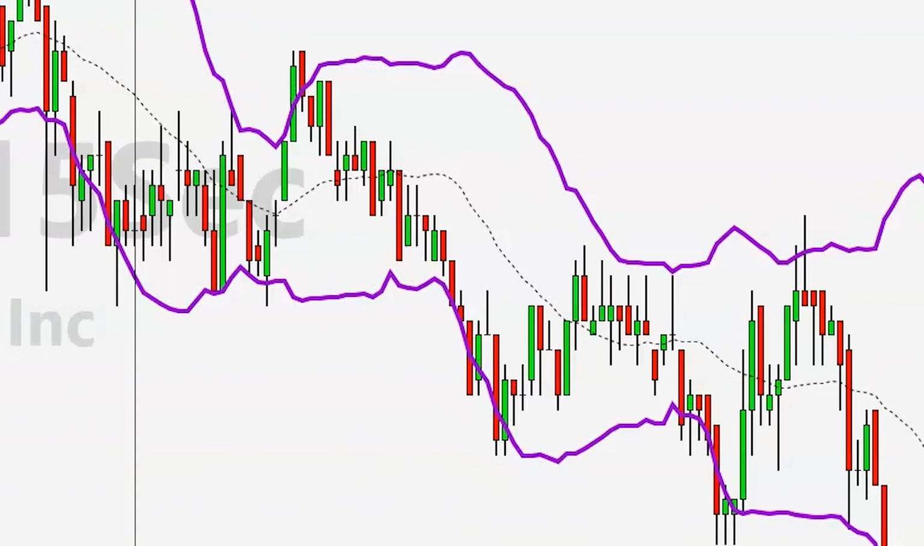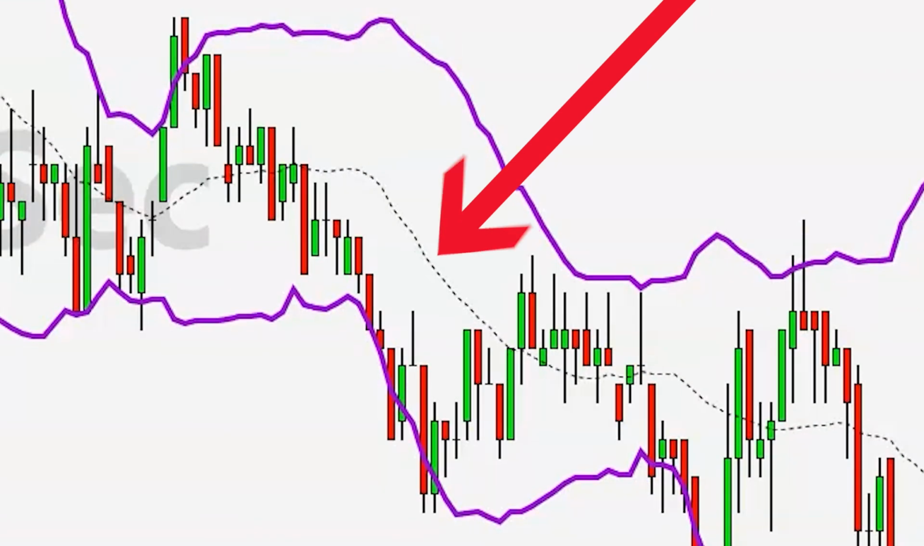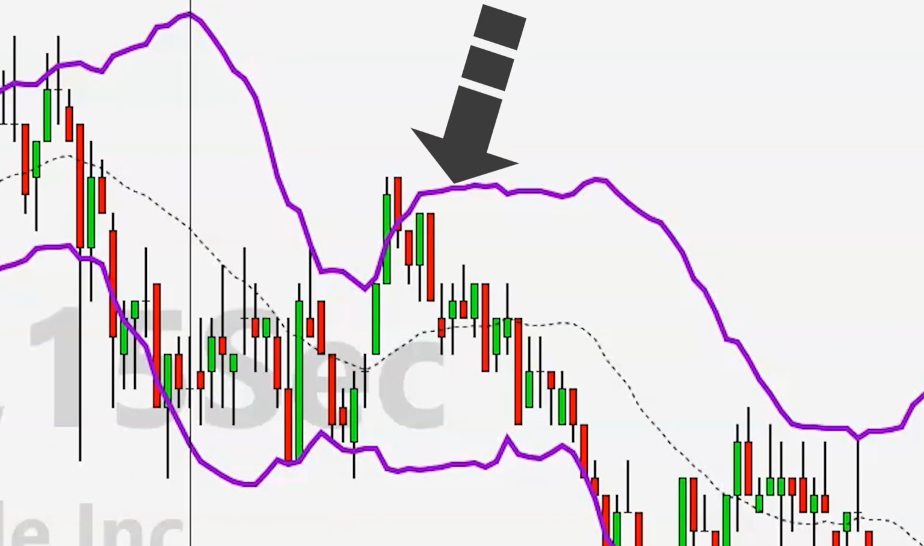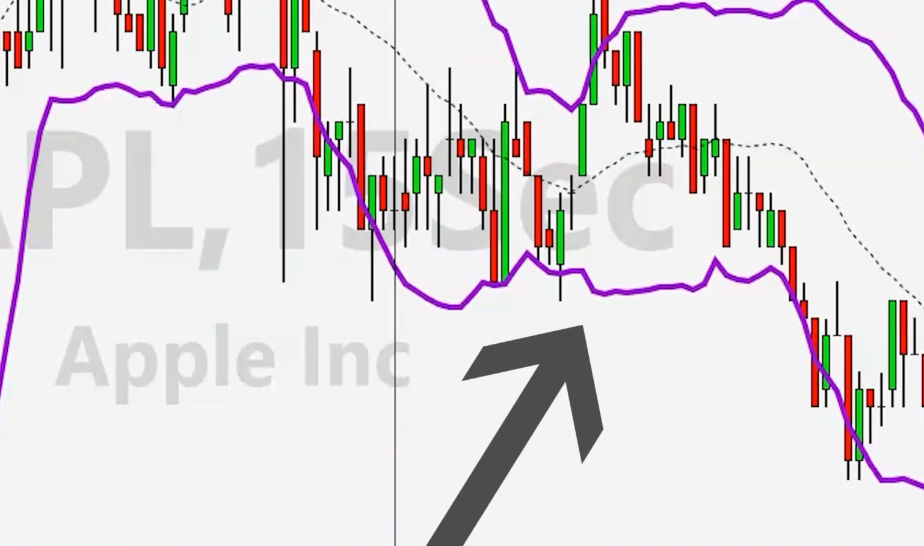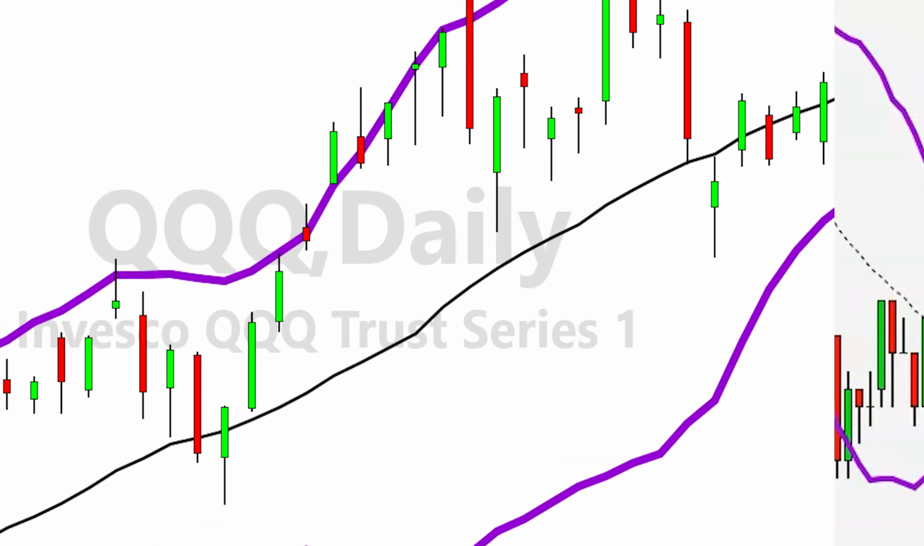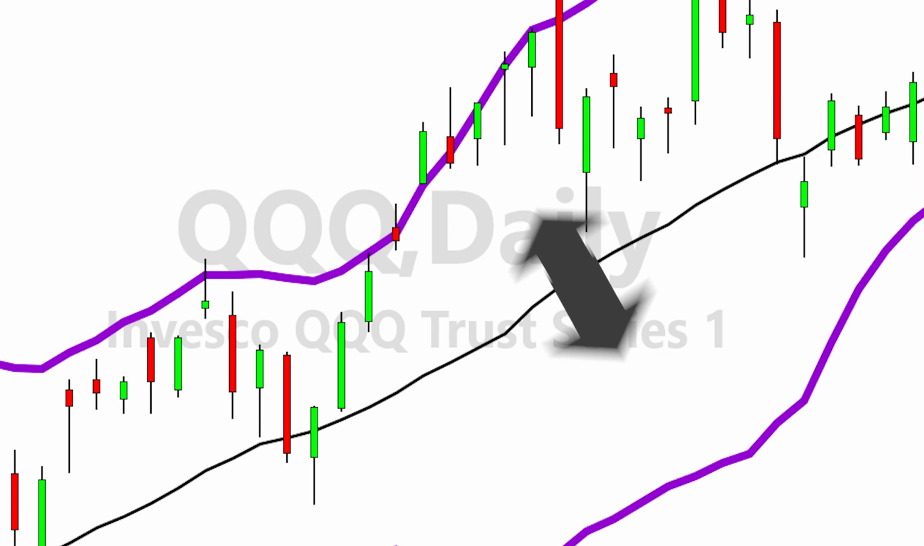Bollinger Band components. There are three main components of Bollinger Bands. The middle band. This is a 20-period moving average line. This line splits the difference between the upper band and the lower band. The upper band. This band is 2 standard deviations above the middle band. The lower band. This band is 2 standard deviations below the middle band. The standard deviations up and down show us how far away from the average the price is.